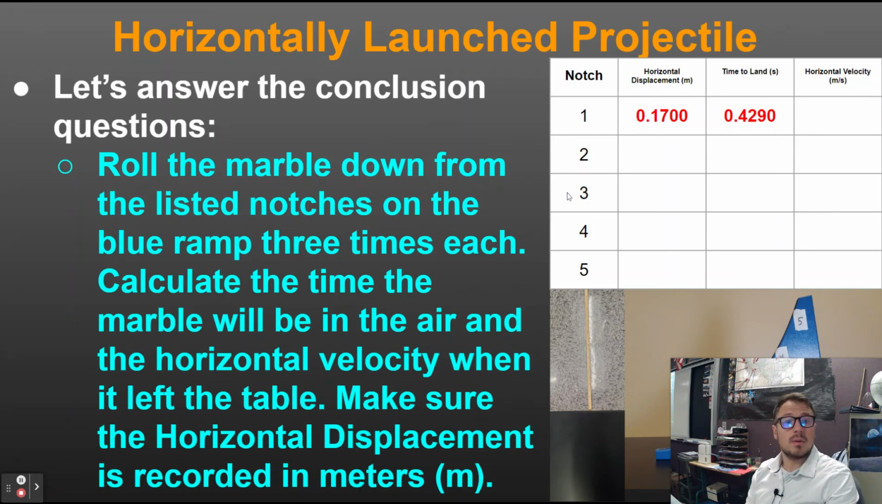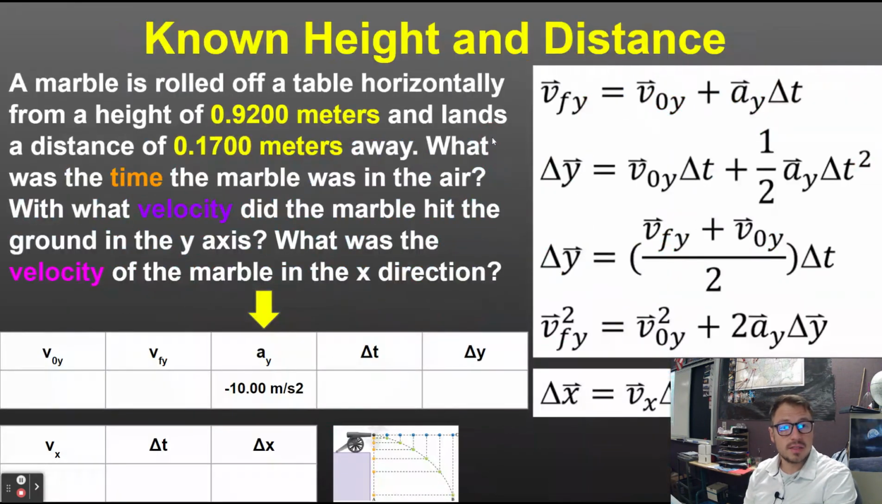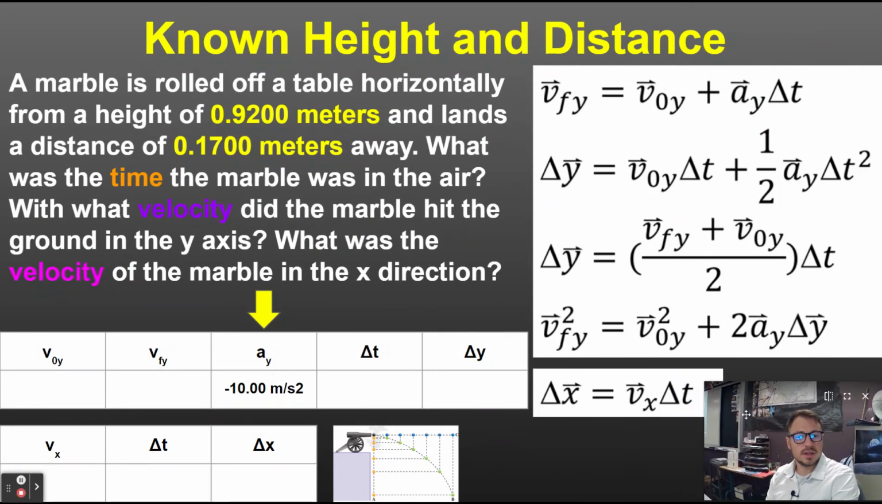Using that, when we roll it off the notches, we'll be able to calculate how fast it was rolling off the table. So the first one, I'm just going to do notch 1, 0.1700 meters. That's how far it landed, or 17 centimeters. But I need them in meters when I'm doing the math. So let's calculate how fast it was traveling off that table.